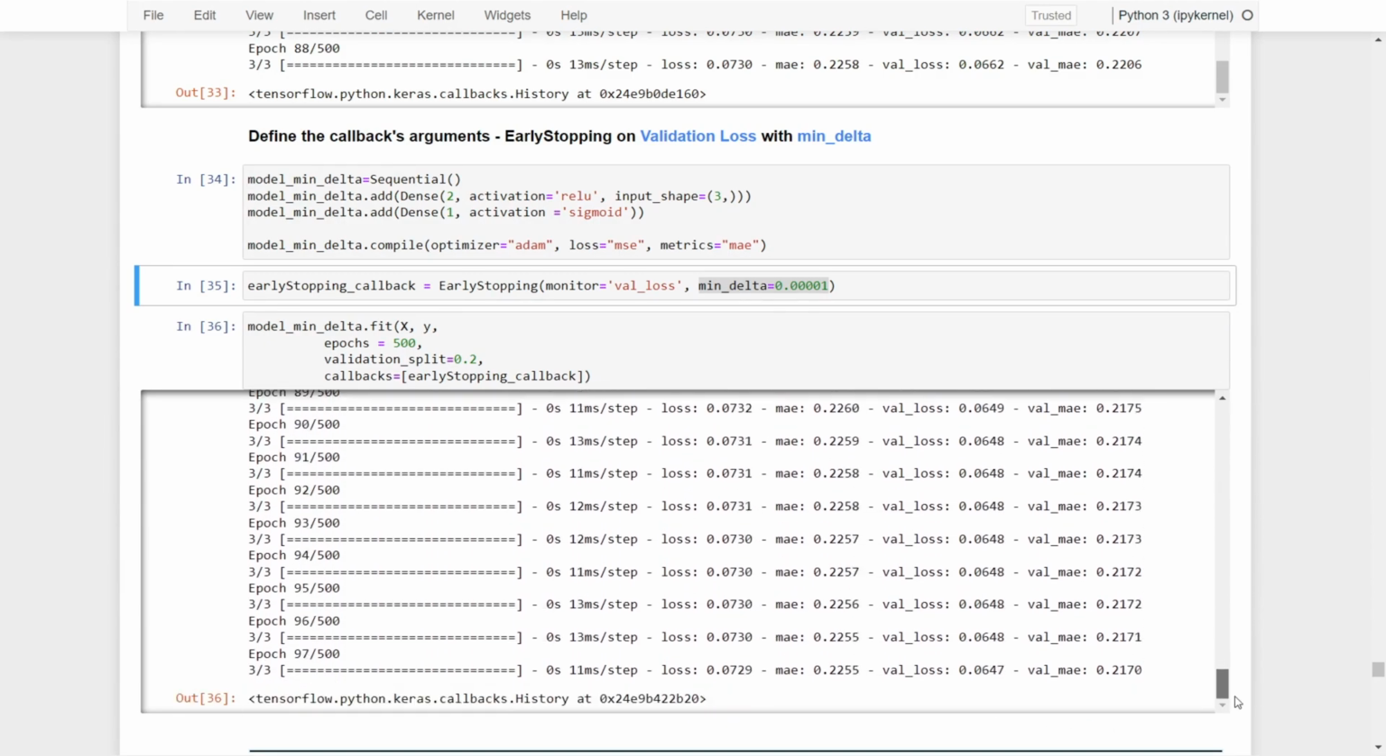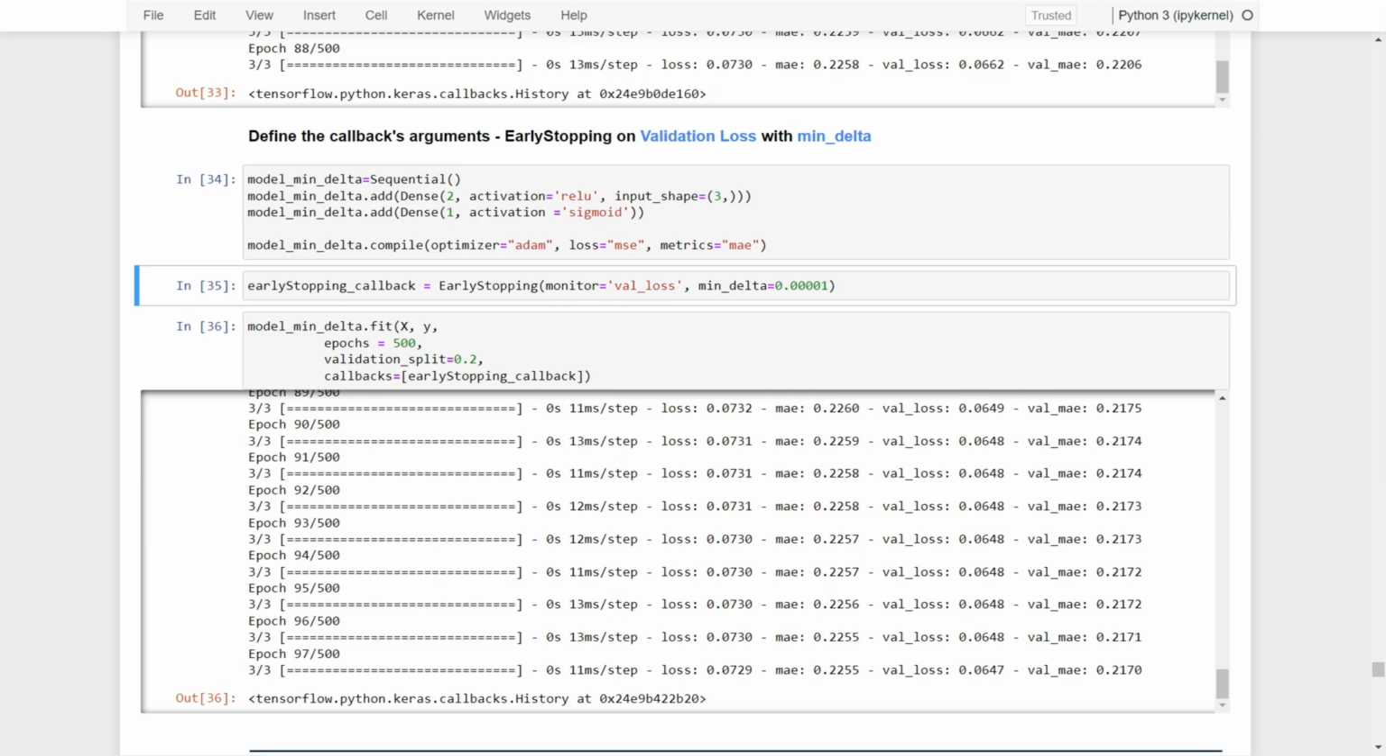This time, the training stopped at around epoch 100. And in this case, you can see that the validation loss has not improved by more than this 0.00001 value. So in that case, we stop the training. And in the last two examples, you can see that no matter whether I'm using the patience or the min delta, the overfitting issue can be avoided if we monitor the validation loss instead of the loss.